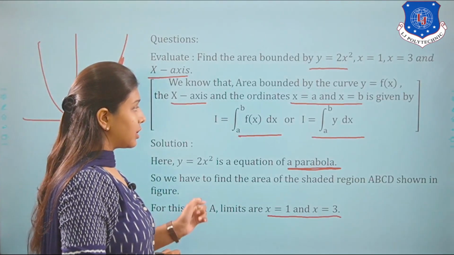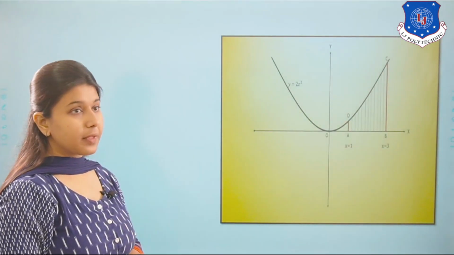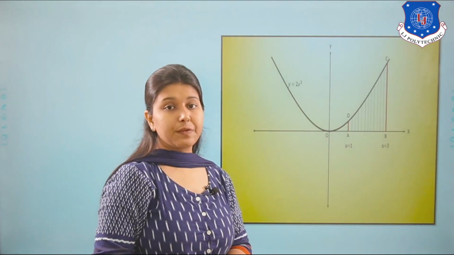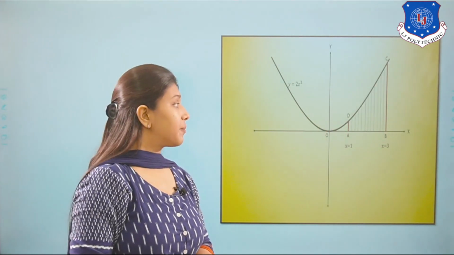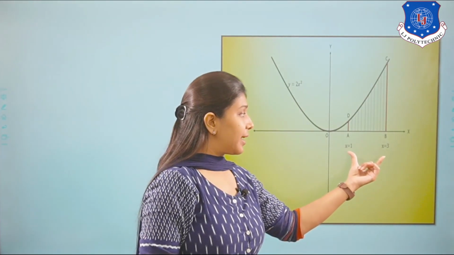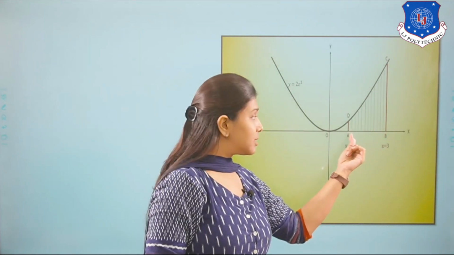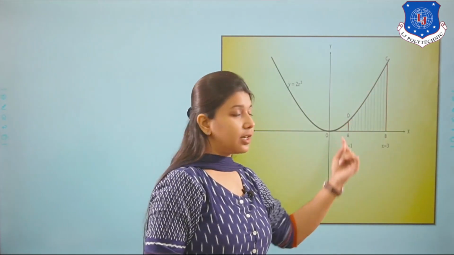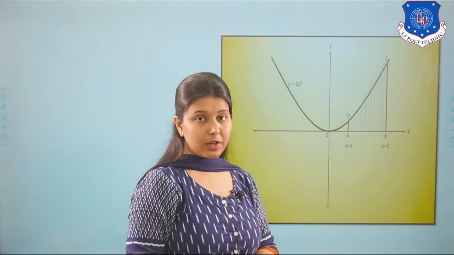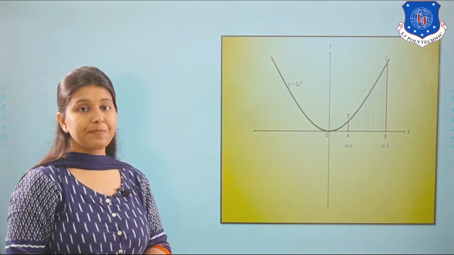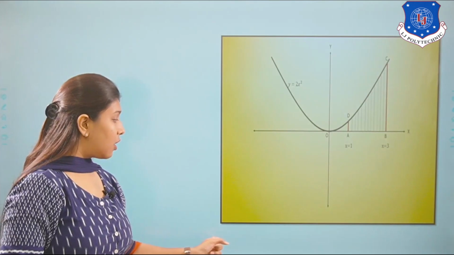We can see in the graph. See, here the parabola of your function y is equals to 2x square. Your limits are given as 1 and 3, and this shaded part, that means A, B, C and D are your shaded part, and you need to find the area of A, B, C, D. So how to find this? We can use the formula of area.